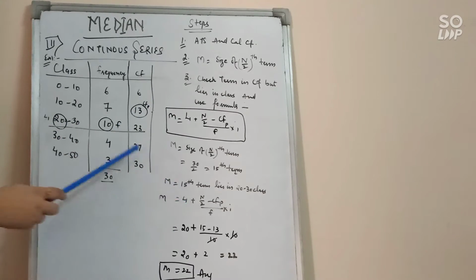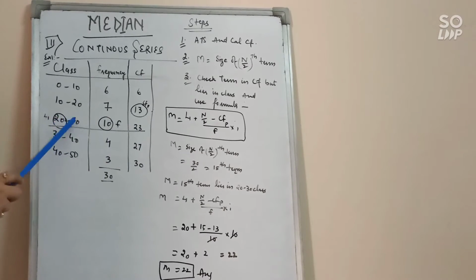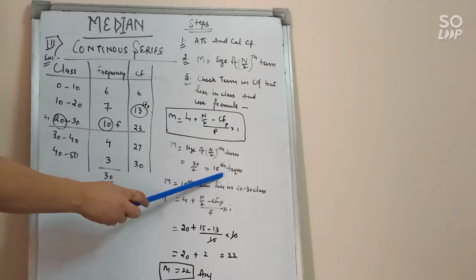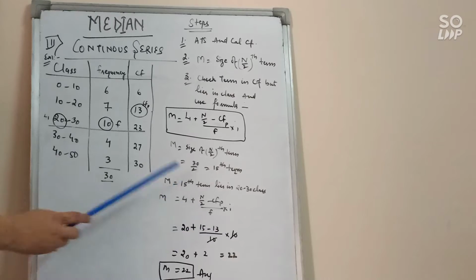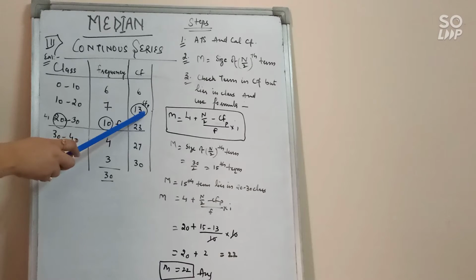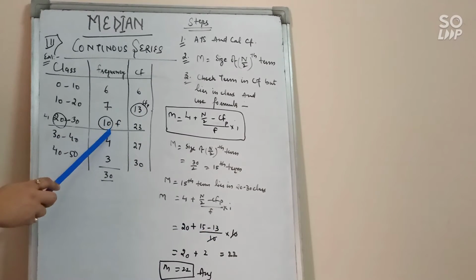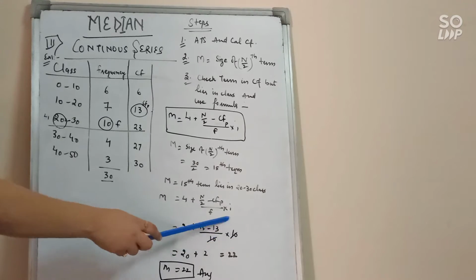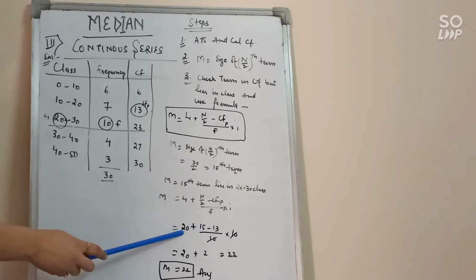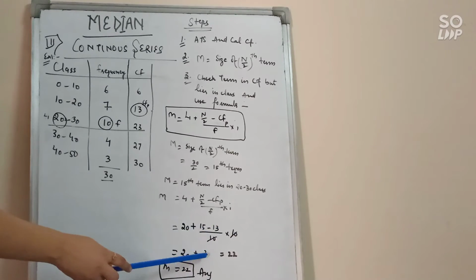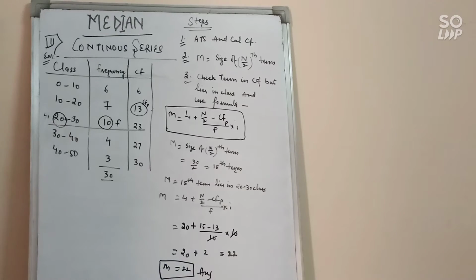So now let's see. Put the values. The lower limit of the class we have selected, 20 to 30, is 20. That is L1 plus n upon 2, from the second step, which is 15, minus 13. 13 is the cumulative frequency previous to the class we have selected. Clear? Upon frequency, that is 10, into class interval, that is 10. Between 30 and 20, the gap is 10. Now you will solve this portion first and then add it to the 20. So 10 we can cancel. So 15 minus 13 is 2. So 2 plus 20 is 22. So 22 is the answer.